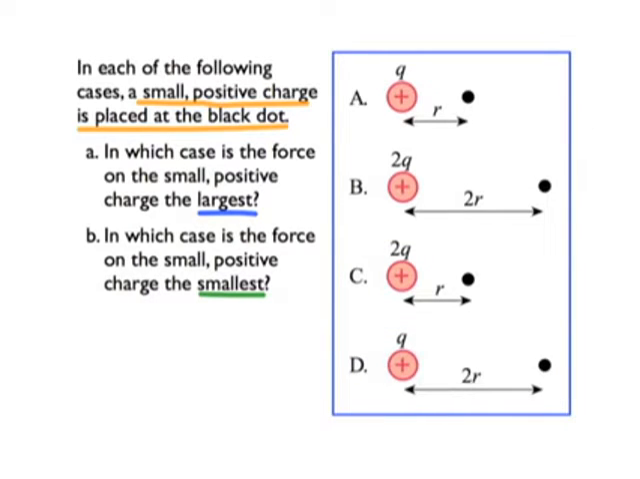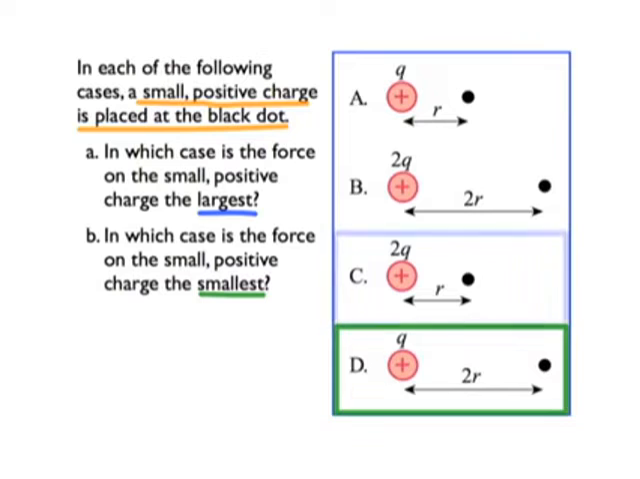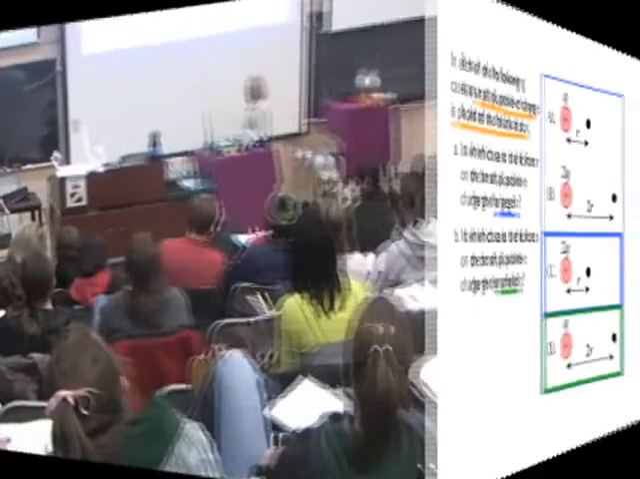Which case is the smallest? D. How come it's D? Large distance, small charge. Okay? So this one's the biggest, that one's the smallest. And those are the trends that we see.